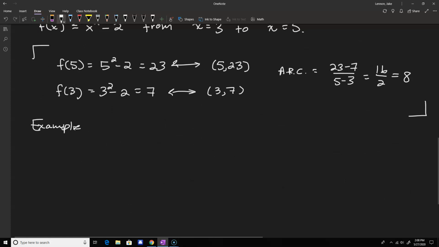So let's find the average rate of change.